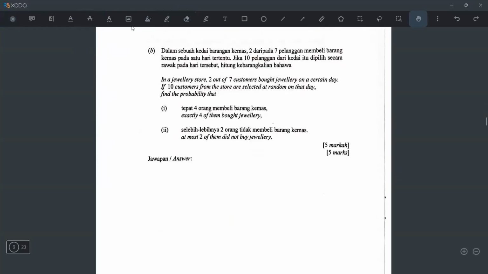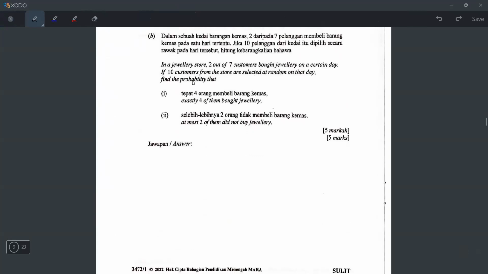That's the explanation. Okay, let's go to question B. We are still under probability distribution. In a jewelry store, 2 out of 7 bought jewelry on the day. So the probability of buying is 2/7. The probability of not buying jewelry is 5/7, right? It means the customer did not pay. So not buying is 5/7. You get it by 1 minus this.